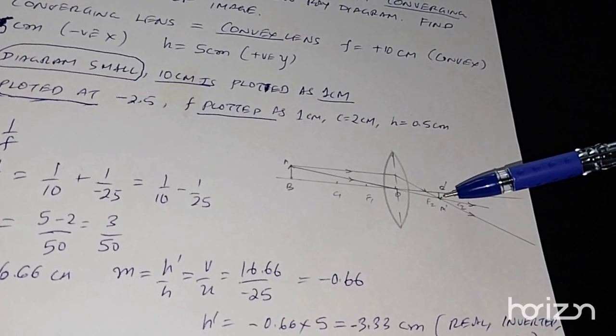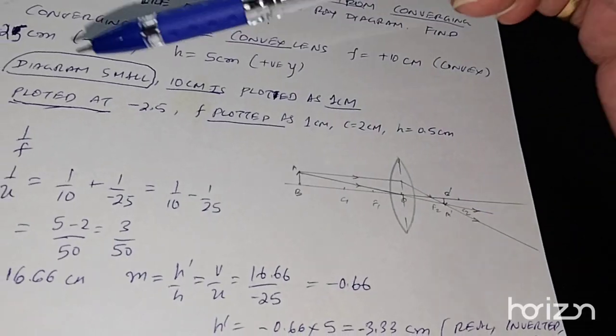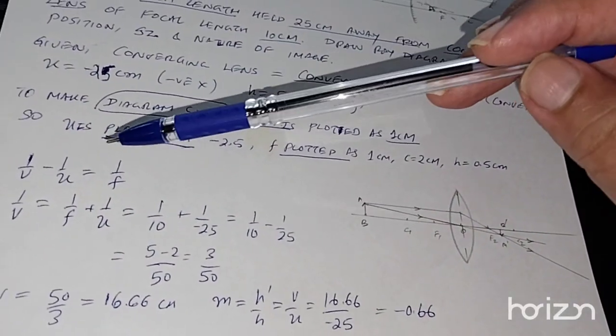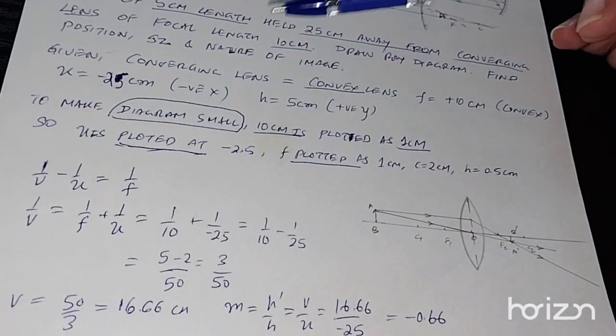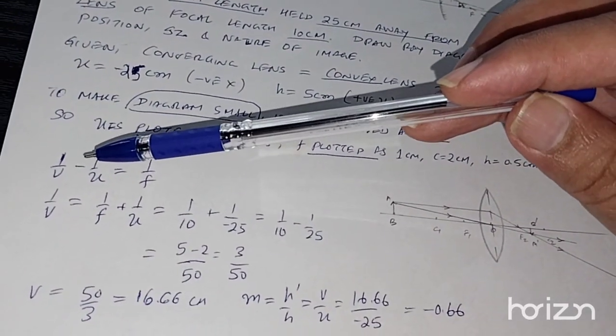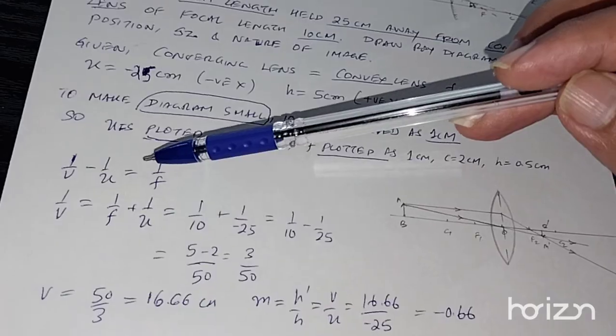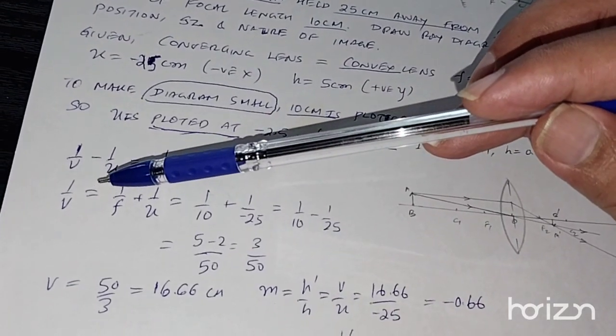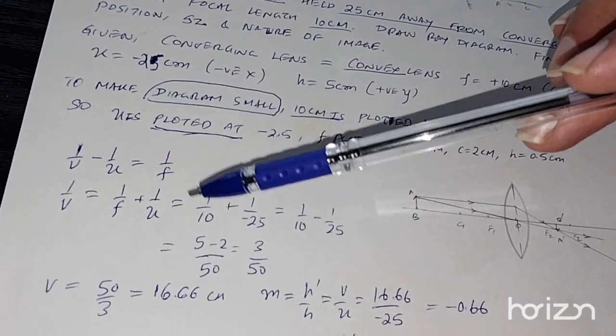Okay, and it's a diminished image. So what is the size of the image, and what is the distance of the image? To find that out, we use our lens formula. Lens formula is 1 by v minus 1 by u equal to 1 by f. So 1 by v is equal to 1 by f plus 1 by u.